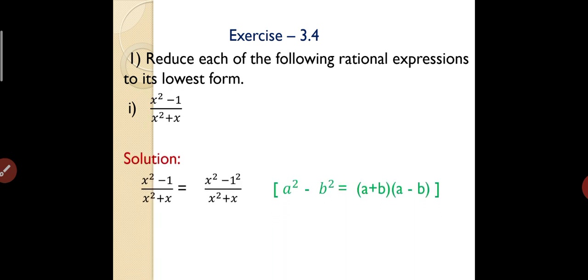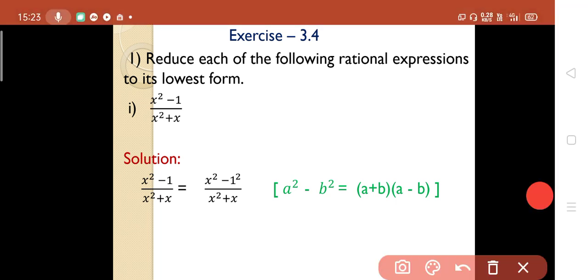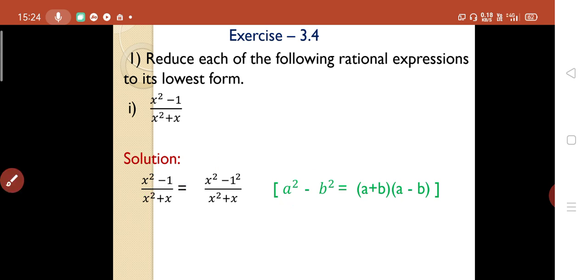Solution: (x² − 1) divided by (x² + x). Now you see the denominator... actually the numerator x² − 1. We can write this as x² − 1², because 1² is nothing but 1. It resembles the formula a² − b², which is (a + b)(a − b).